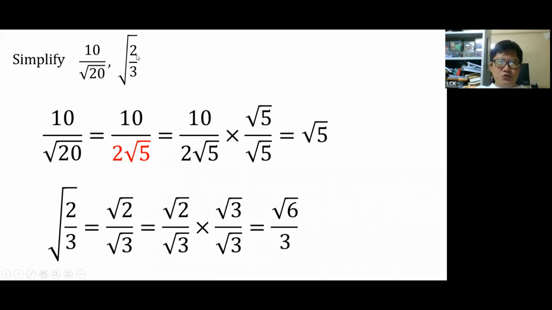All right, 2 square root 2 over 3. Again, divide it into the 2 surds. And multiply by square root 3 over square root 3. Why square root 3 over square root 3? Because that's the surd in the denominator.